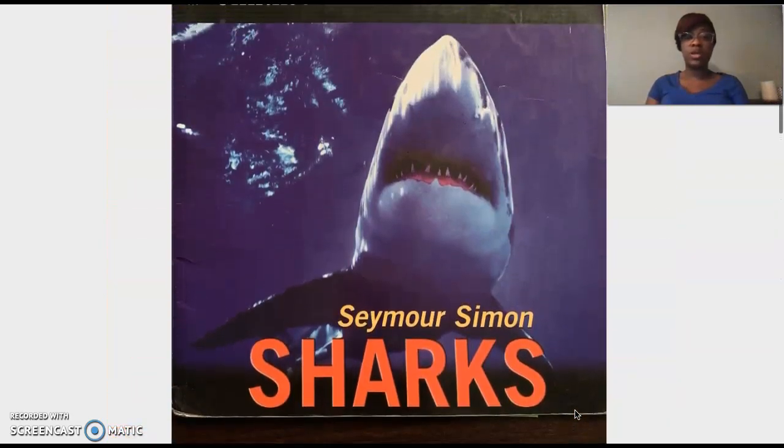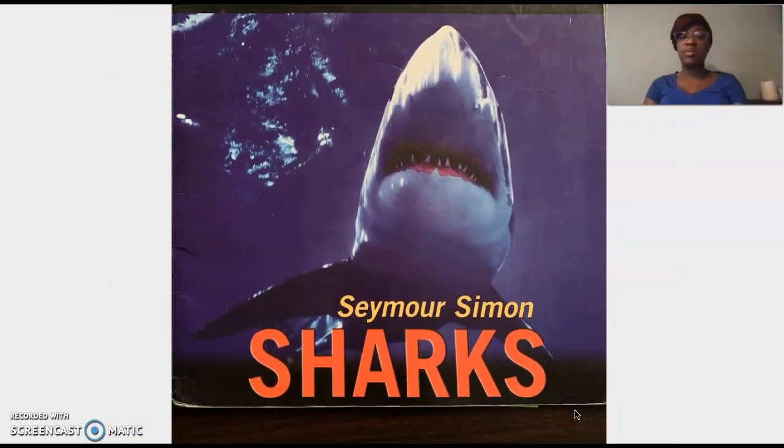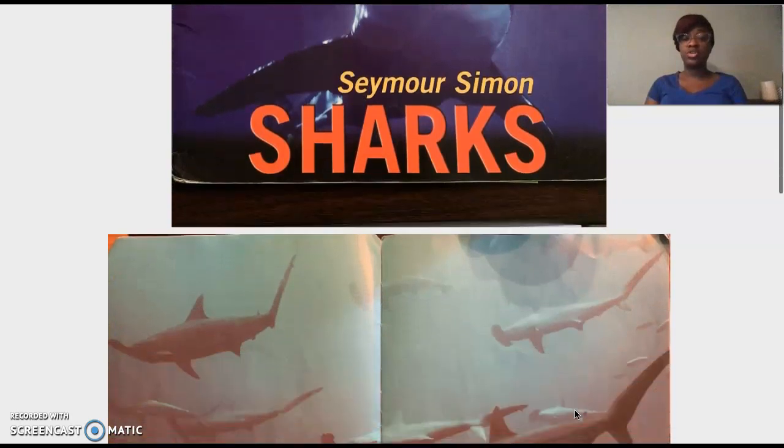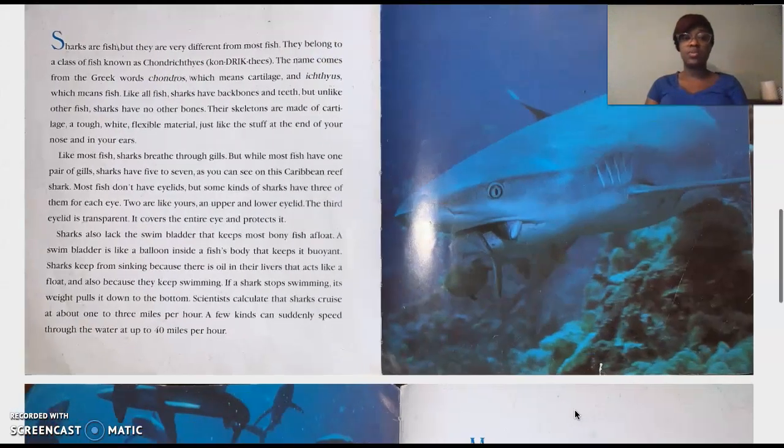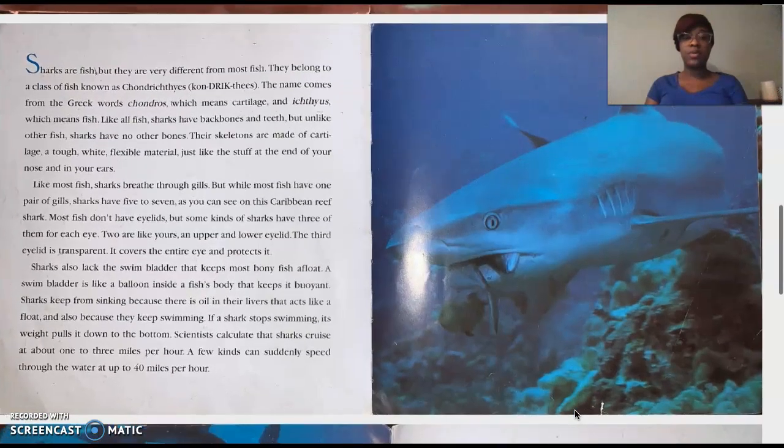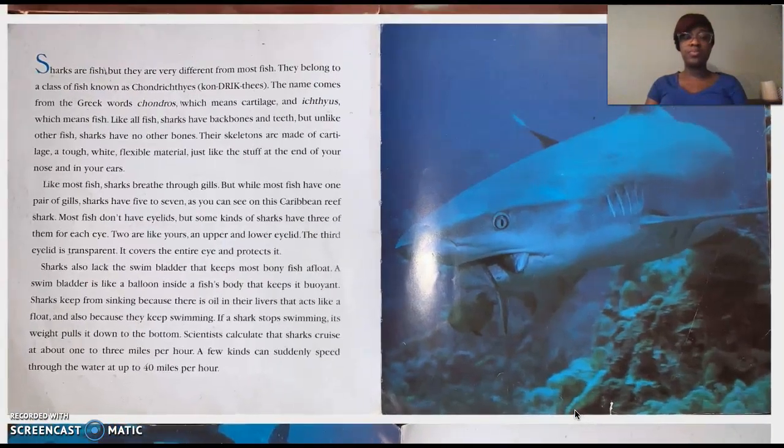I'm going to start from the beginning. Seymour Simon, Sharks. So that's the author. The name of the book is called Sharks. All right, we're going to read this section here. I'm going to blow it up so you're able to see it. And as we read, I want you to think about what we might be learning. So just take a look at this section and think, what am I going to be learning in this section?